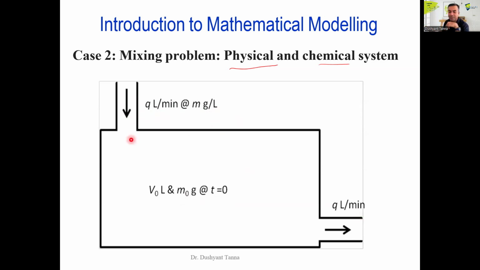So in 1 liter, you got 5% of the salt, right? So there is some inflow. Since the capacity of the tank is fixed, it will only sustain if there is an outflow. Simple logic, right? You cannot just keep pouring if there is no exit. So there is some inflow here, as you can see. Some Q liter per minute of solution containing M gram per liter is coming in, and there is an outflow of Q liter per minute.